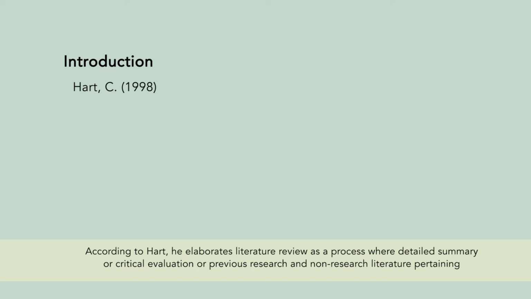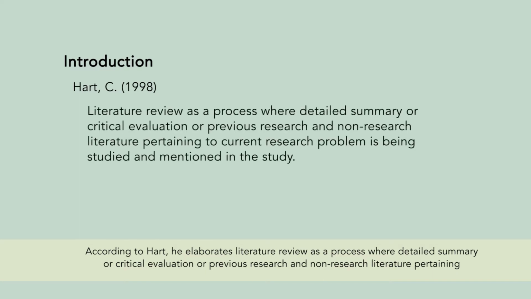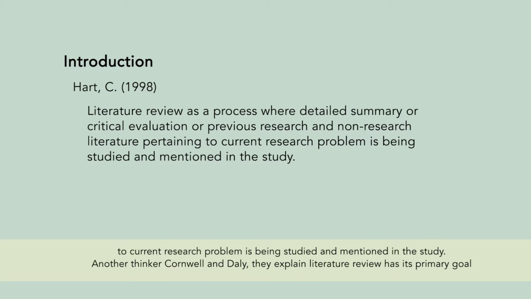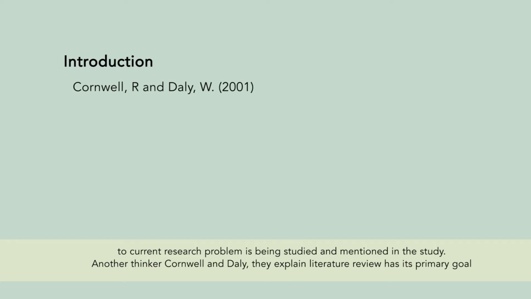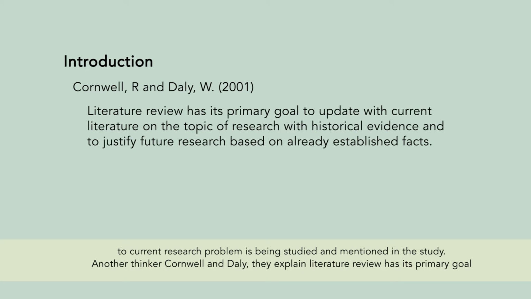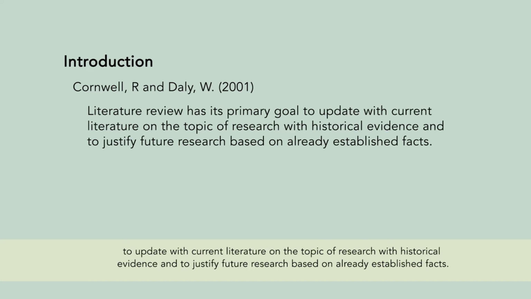According to Hart, literature review is a process where a detailed summary or critical evaluation of previous research and non-research literature pertaining to the current research problem is studied and mentioned in the study. Other thinkers, Cornwell and Daly, explain that literature review has as its primary goal to update with current literature on the topic of research with historical evidence and to justify the future based on already established facts.